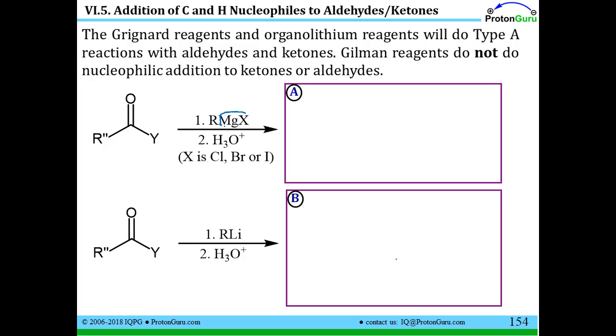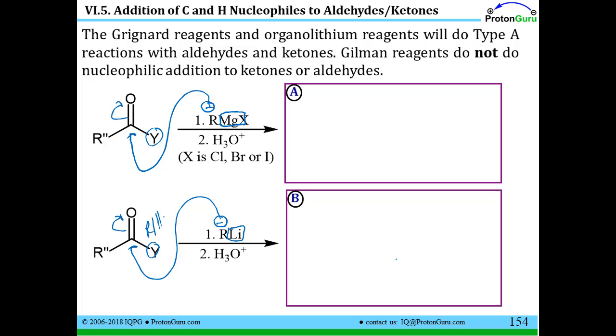You see the Grignard reagent. I hope that you would think that is a source of nucleophilic alkyl group, or whatever that group is. Same for organolithium. Nucleophilic addition in either case. And whether that Y is an R or an H, it will work for an aldehyde or a ketone.